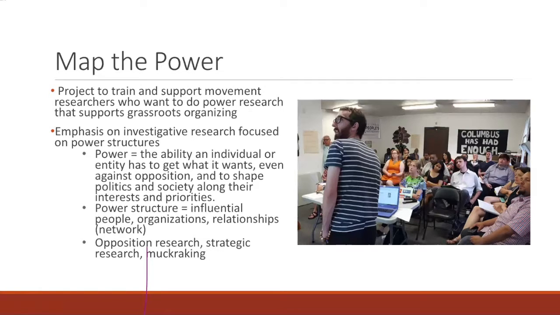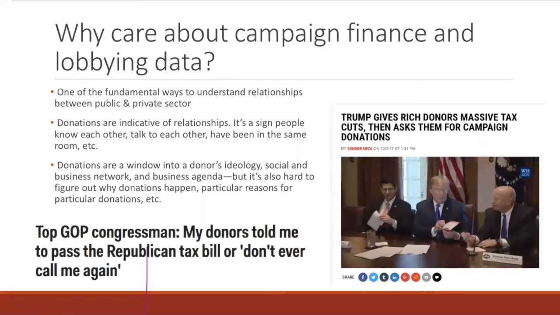The way we think about power structure research is research with a focus on the power structure. Power we think of as the ability an individual or entity has to get what it wants, even against opposition, and to shape politics and society along their interests. So power structure research is investigating and identifying who those individuals or entities are, understanding the networks between them, the organizations where they convene, and the relationships between individual people, and thinking about how that research can help inform our organizing. It's sometimes also called opposition research, strategic research, or muckraking. So if you've heard those words, that's what we're talking about.